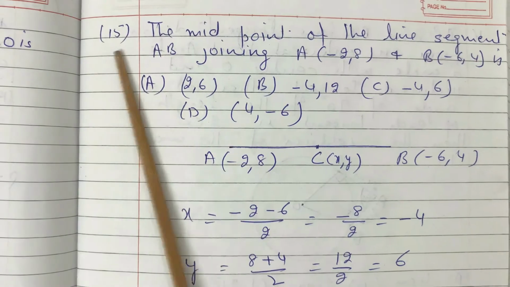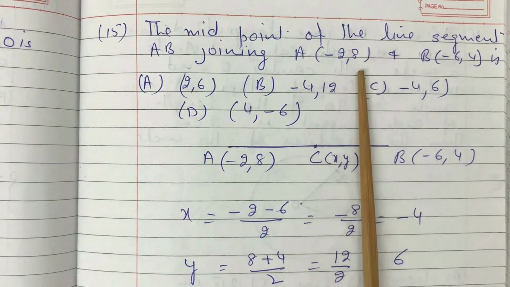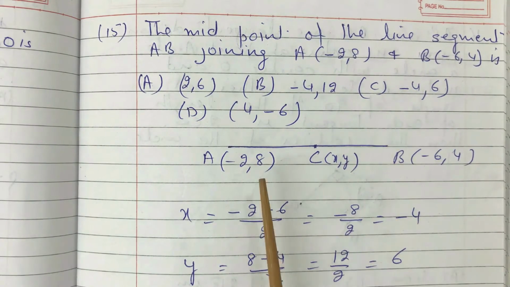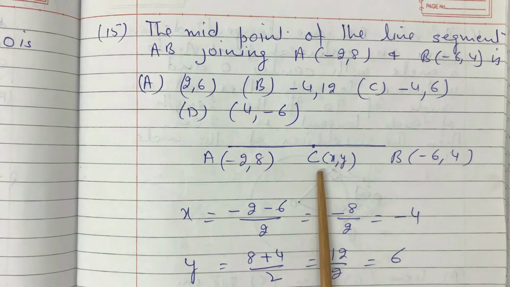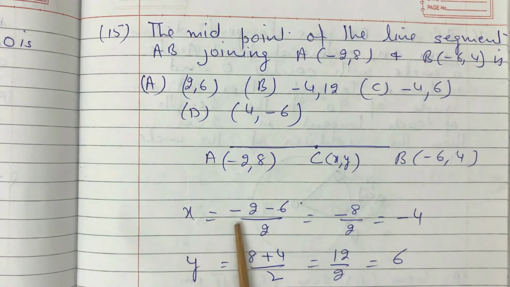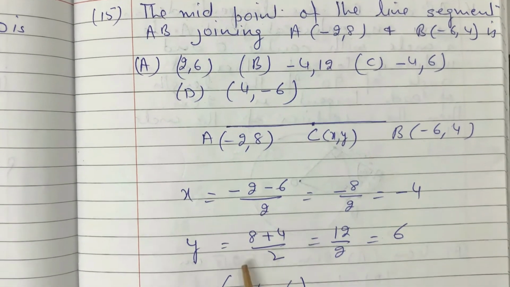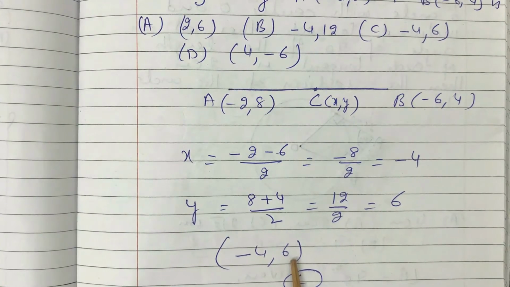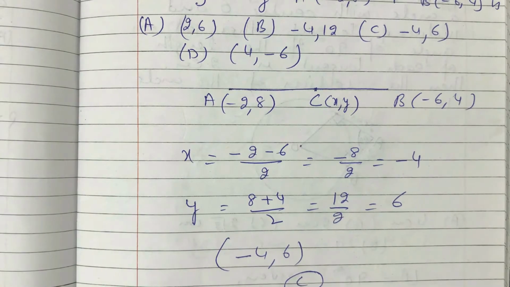Now the 15th question. The midpoint of the line segment AB joining A(-2, 8) and B(-6, 4) is, there are 4 options. Now this is the line segment, and let C be the midpoint. The coordinates of C are x and y, and x is equal to (-2 - 6) upon 2, that is -4. Y is equal to (8 + 4) upon 2, that is 6. So -4 and 6, that is the coordinates of C. So C is the option.